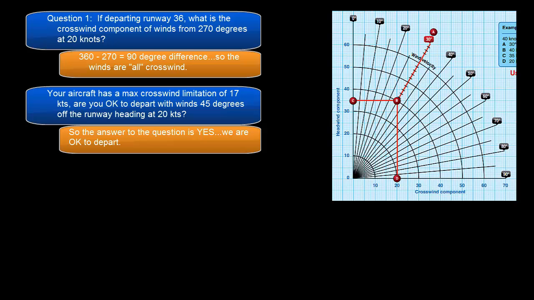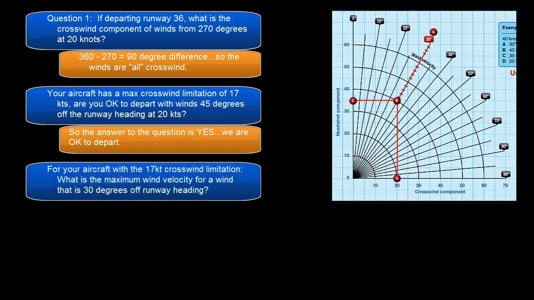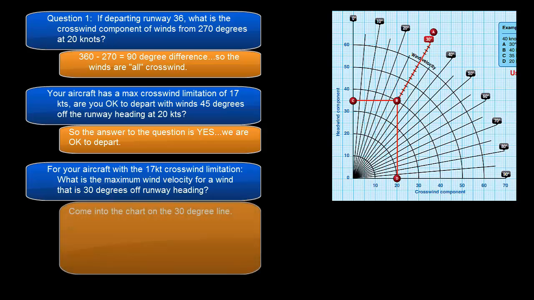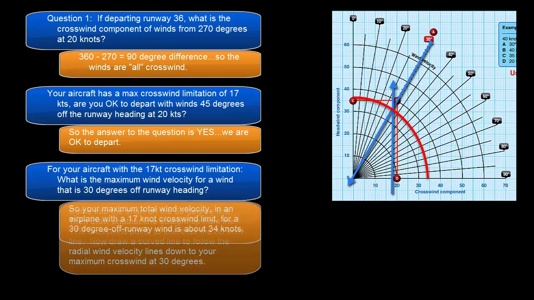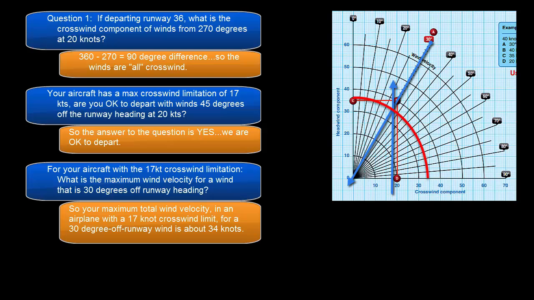Alright, third question. For our aircraft with the 17-knot crosswind limitation, what is the maximum wind velocity for a wind that is 30 degrees off runway heading? Well, we have to come into the chart at the 30-degree line. And then we need to draw straight up from our crosswind limitation of 17 knots to intercept our 30-degree line. Then we draw a curved line from there, paralleling the radial lines for the 30 and 40 knot wind speed in this case, until we intercept the crosswind component speed down at the bottom of the chart. And from there we pull out approximately 34 knots. So our max wind at 30 degrees off runway heading is about 34 knots.